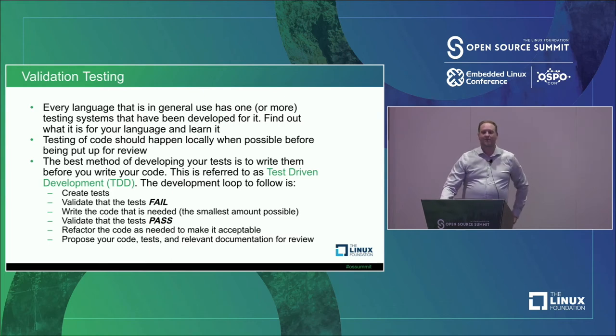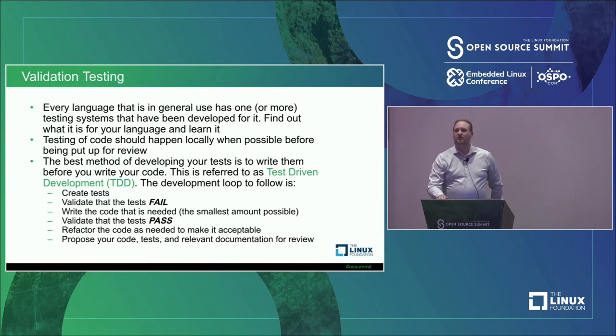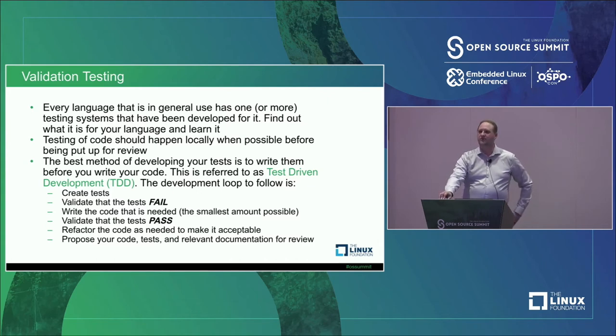Testing your code should happen locally if at all possible. There are times when you can't test everything. Make sure that your test suites have smoke tests or quick tests that can happen locally, and then the harder, more intense tests happen in your continuous integration systems, right? You want people to be able to validate that, hey, this at least passes a sniff test, right? It's going to get past the basics. Do that.